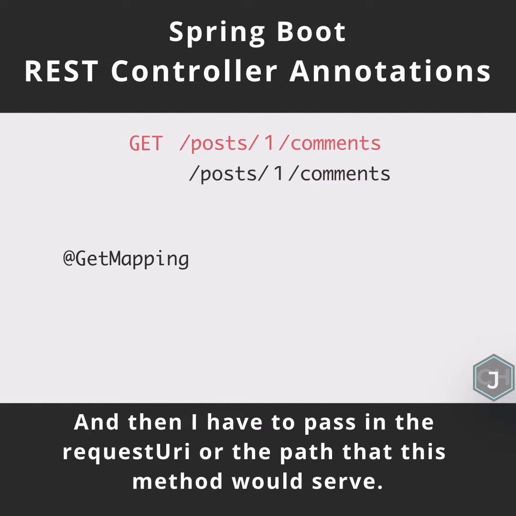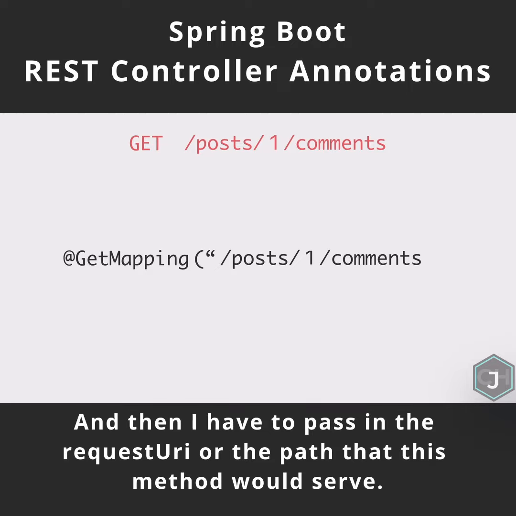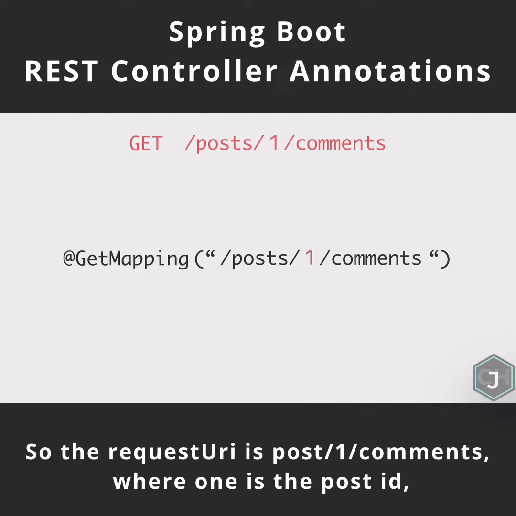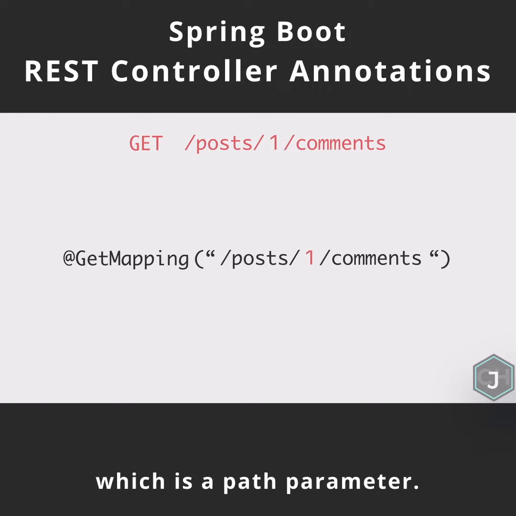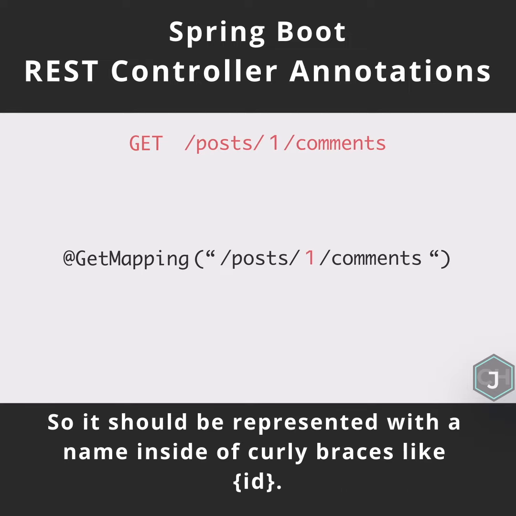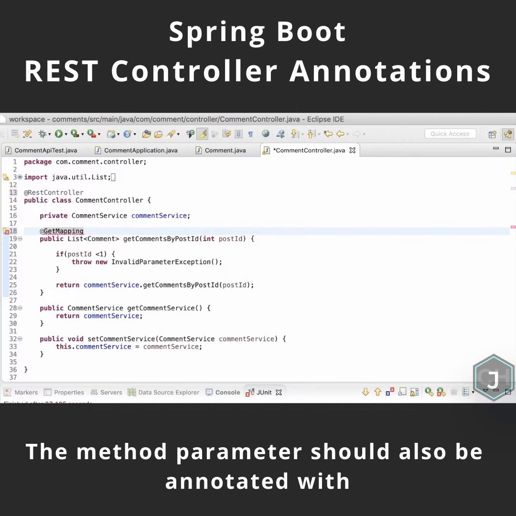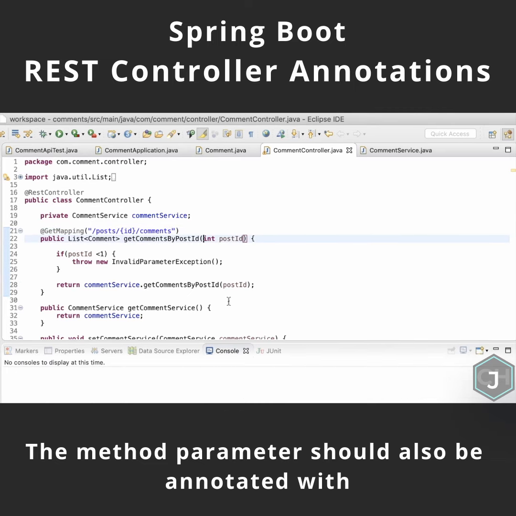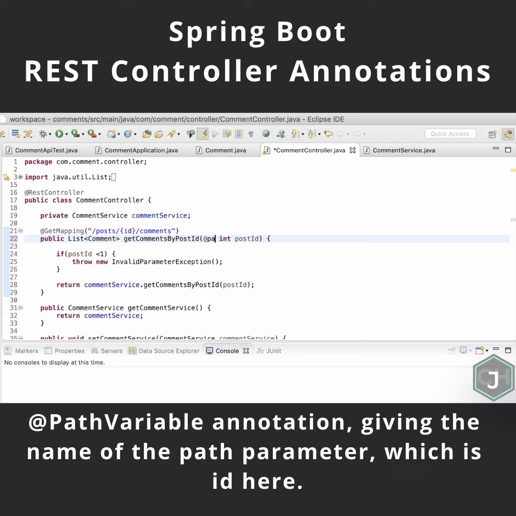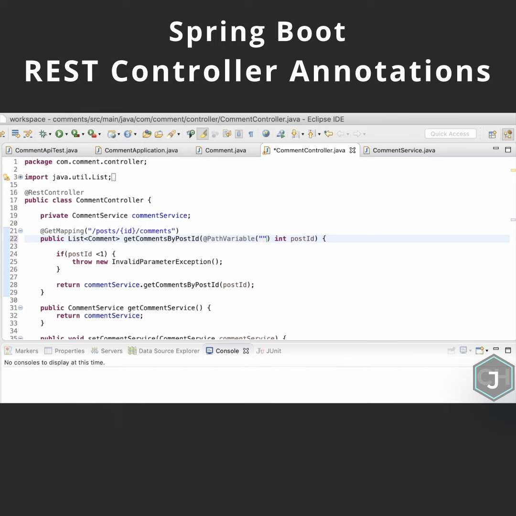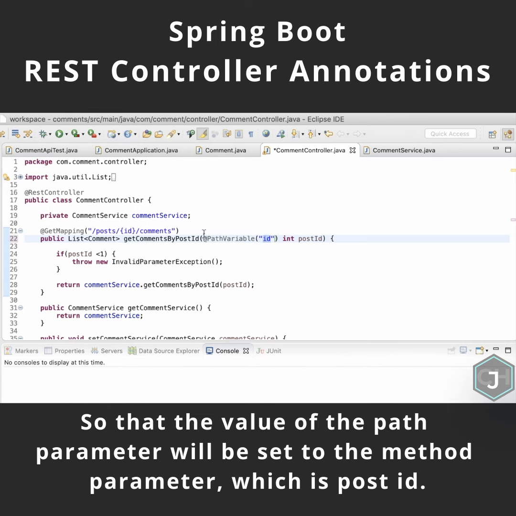And then I have to pass in the request URI or the path that this method would serve. So the request URI is post/1/comments, where 1 is the post ID, which is a path parameter. So it should be represented with a name inside of curly braces like this. The method parameter should also be annotated with the @PathVariable annotation, giving the name of the path parameter, which is ID here, so that the value of the path parameter will be set to the method parameter, which is postId. That's all.